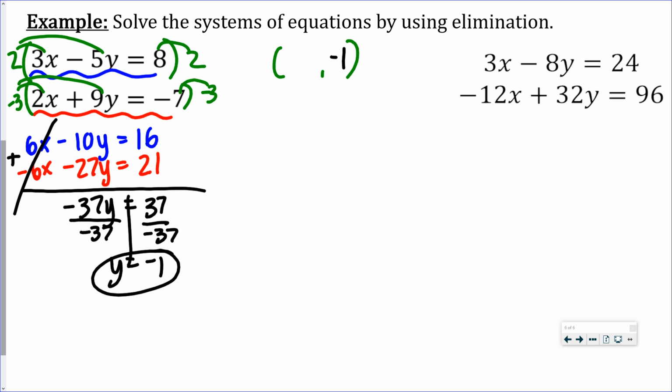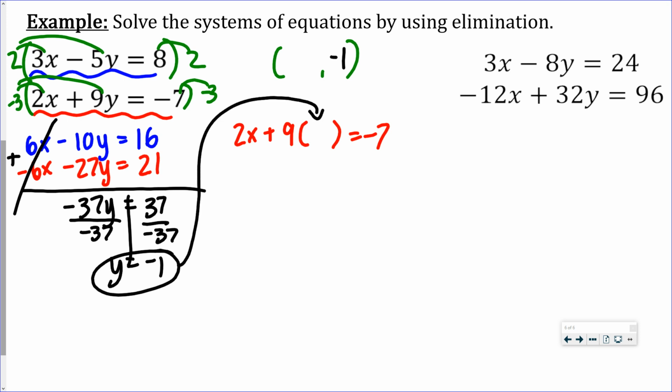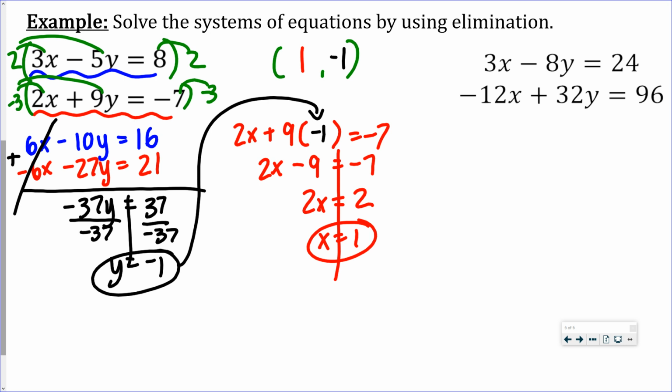All right, now with elimination, there's no handy-dandy little equation that we had solved for x. So you just go back and plug it into one of the originals to solve for the other variable. So I just use this one: 2x plus 9y equals -7. It says substitute and solve for the other variable. So now we know y is -1. So I have 2x, that'd be -9 equals -7. And then we just solve this. Add 9, we get 2. Divide by 2, we get x is 1. So my solution would be (1, -1). Box that.